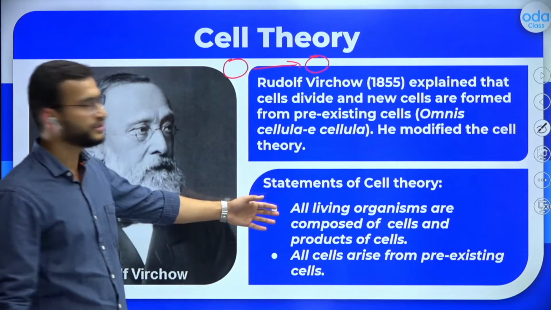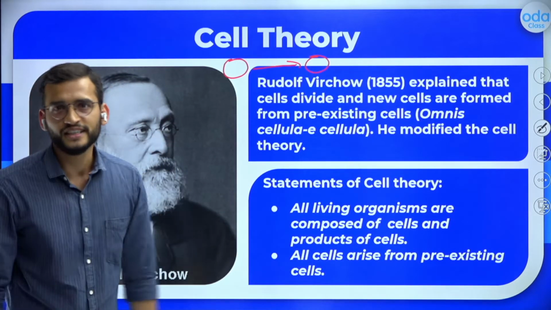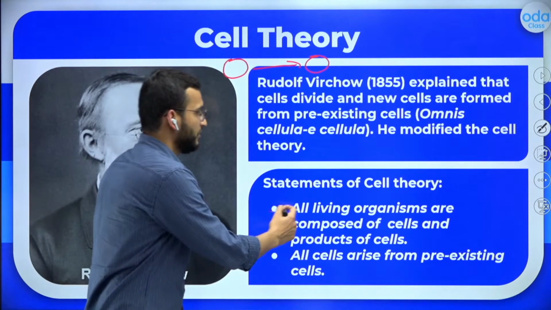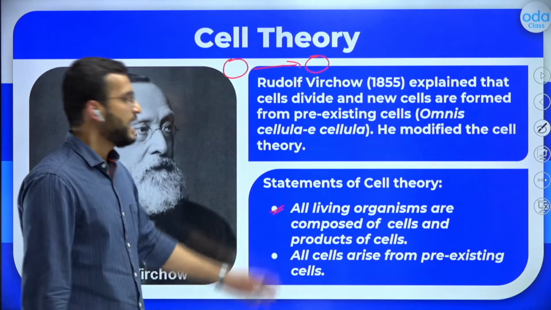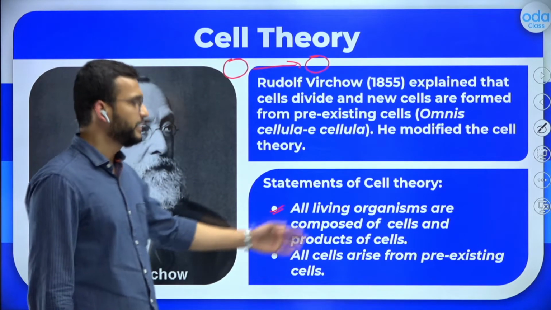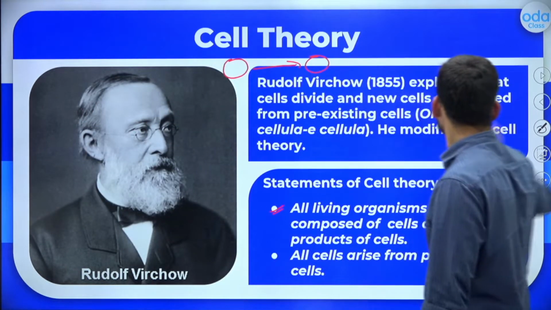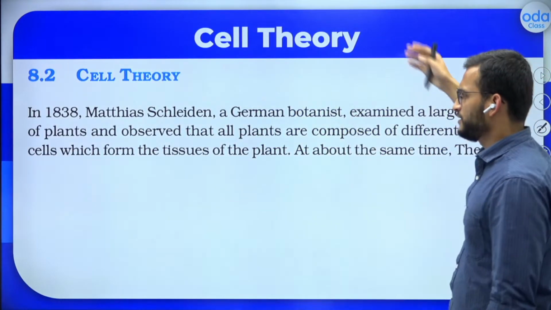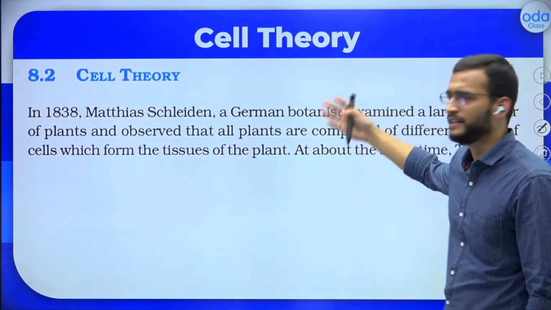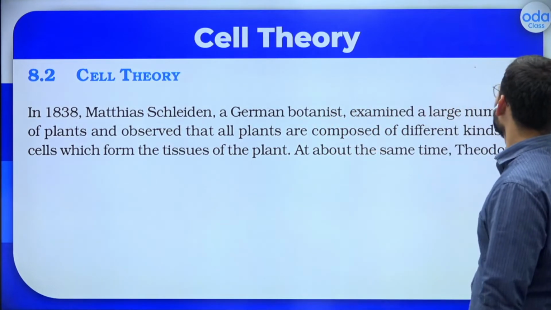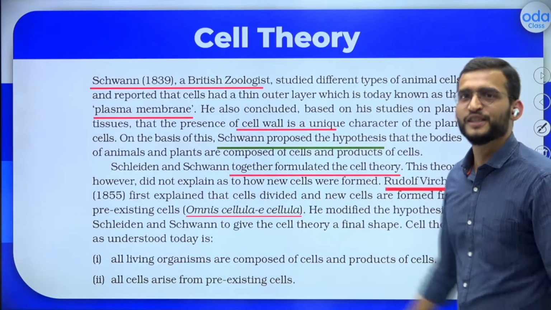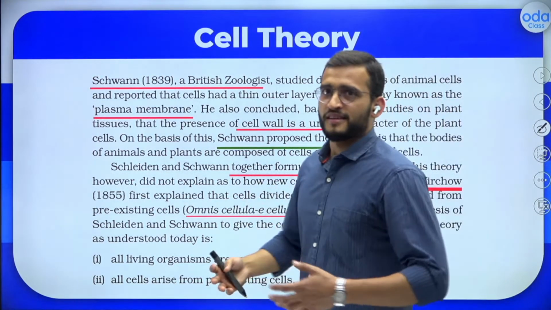So this is the modified version of the cell theory, also mentioned in your NCERT textbook. All living organisms are composed of cells and products of cells. Second point, all cells arise from pre-existing cells. This is how the content is given in your NCERT textbook, all in the form of paragraphs, so you have to decode it, right?